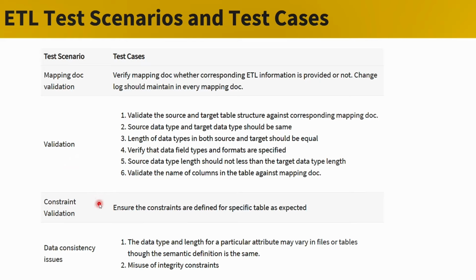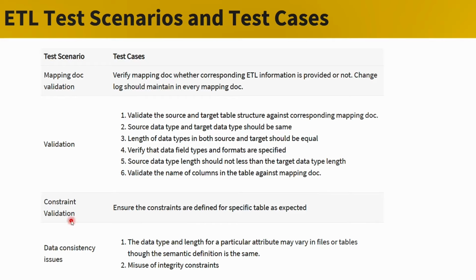Another type of test scenario can be the constraint validation. So the test case can ensure that the constraints are defined for a specific table as expected. If in the source system a primary key is specified on a column, the same constraint must be applied in the target system. And if there is a unique key in the source system, then we need to make sure that the target system must also have the unique key. So, as an ETL tester, our job is to be very careful in validating the constraints.